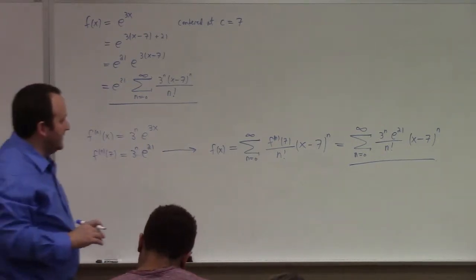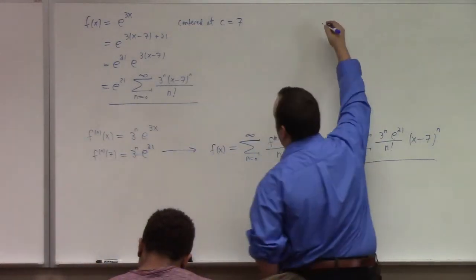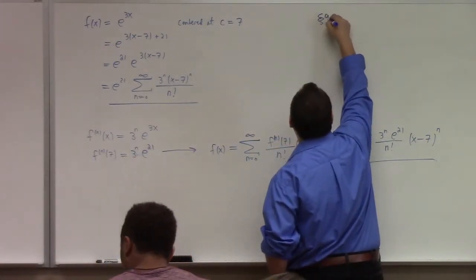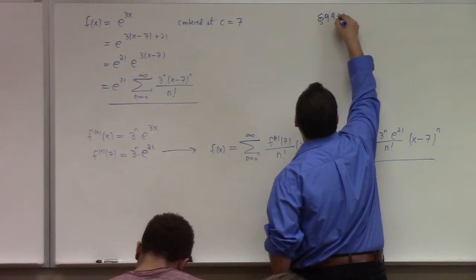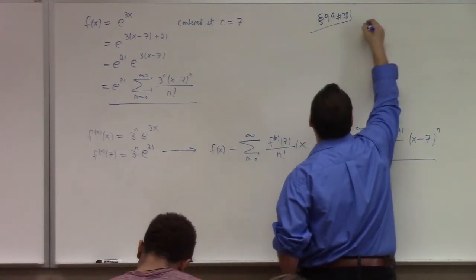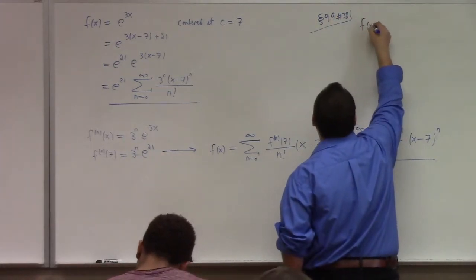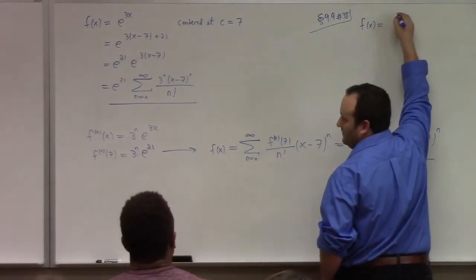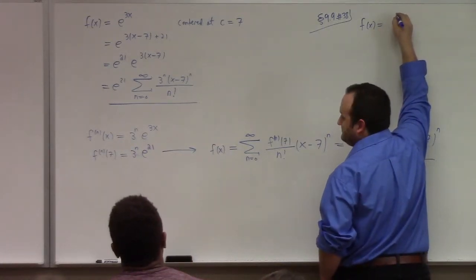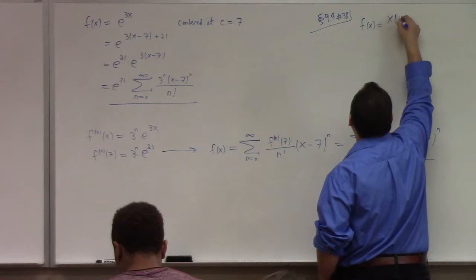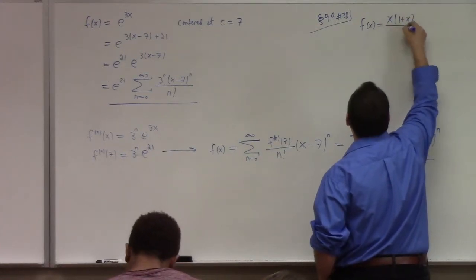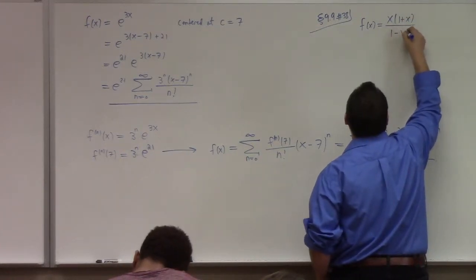Anyway, 9.9, number 38? Yes, this one. I meant to talk about this one. This one's kind of tough. F of x is, what was it? Can you read it to me again? F of x equals x times 1 plus x, all over 1 minus x quantity squared.